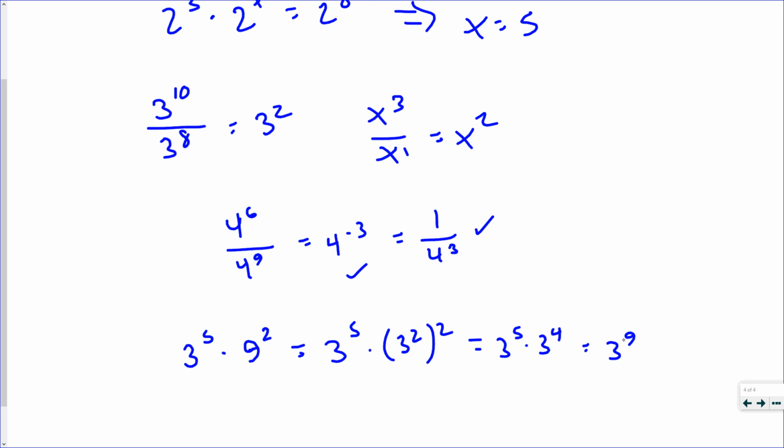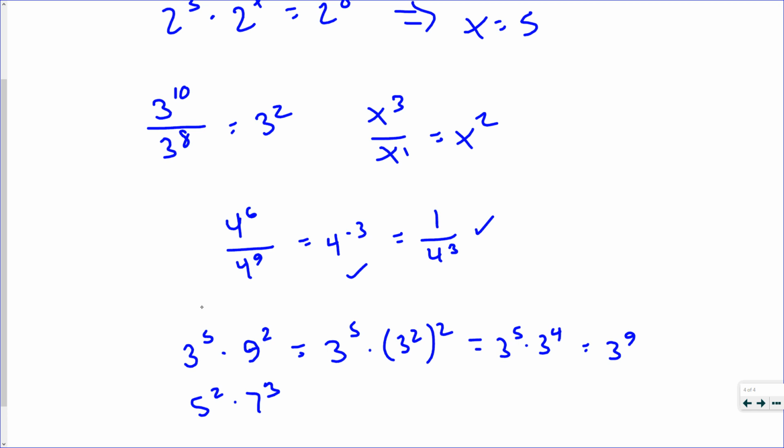Now, this only worked in this one case because we had 3 and 9. Like if you had 2 and 4, yes. 2 and 8, yes, because they're powers. But if I had, say, 5 squared times 7 to the third, that's just, it is what it is. We're not going to be able to simplify that anymore. Just keep in mind, sometimes some bases can't be simplified.